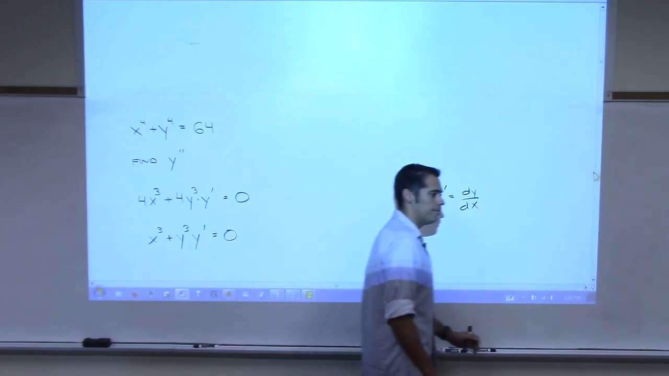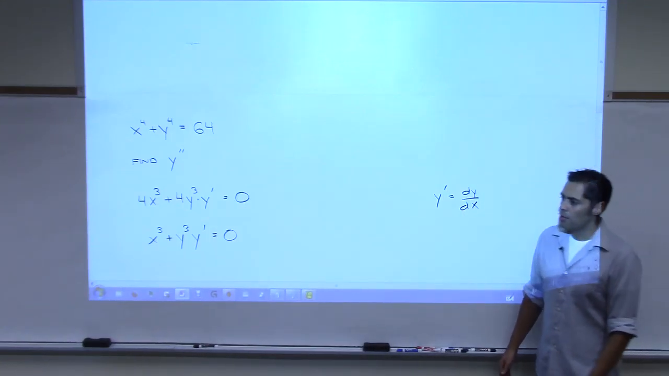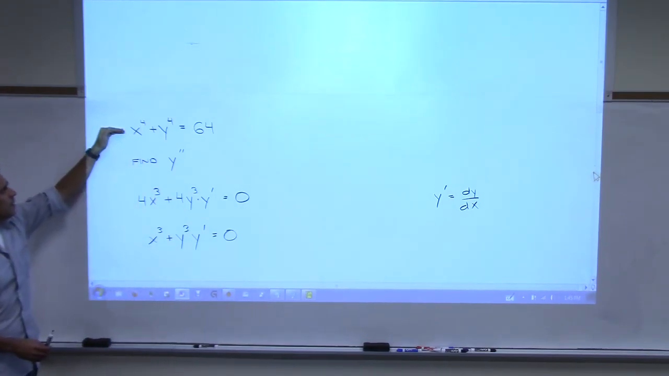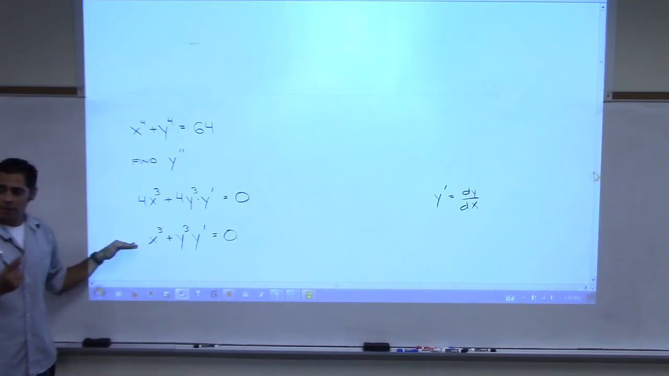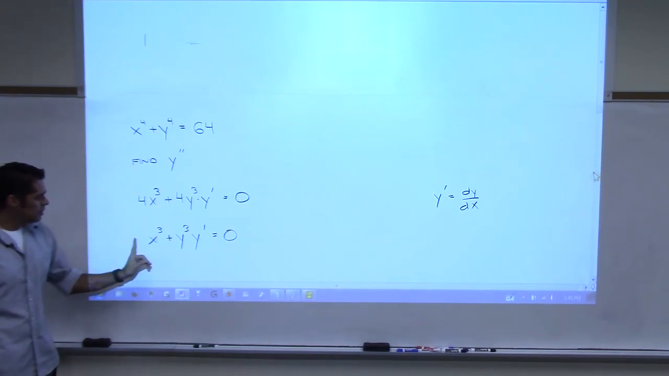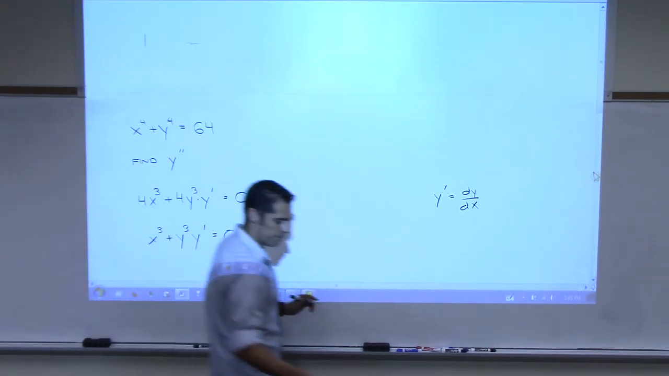Like that, right? So I started with an equation that had no derivatives in it. I differentiated implicitly and created an equation that now has the first derivative in it. I'm looking for the second derivative, which means I'm going to need to differentiate again to produce a second derivative. Do you agree? So let's differentiate this equation again with respect to x. What's the derivative of this with respect to x? 3x squared.